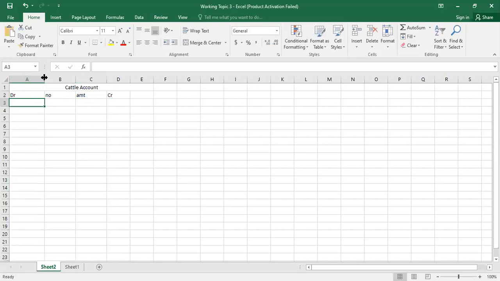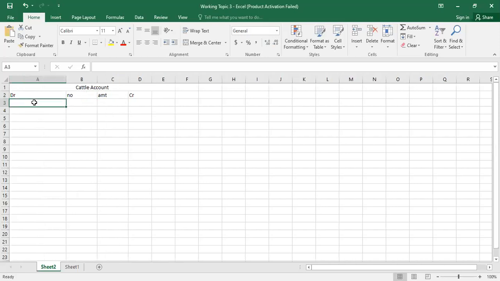Just want to show us how to navigate on this window. So we have our opening stock. What's the figure for opening stock? Our figure for opening stock, we had 90 cows. And the amount is 900,000.